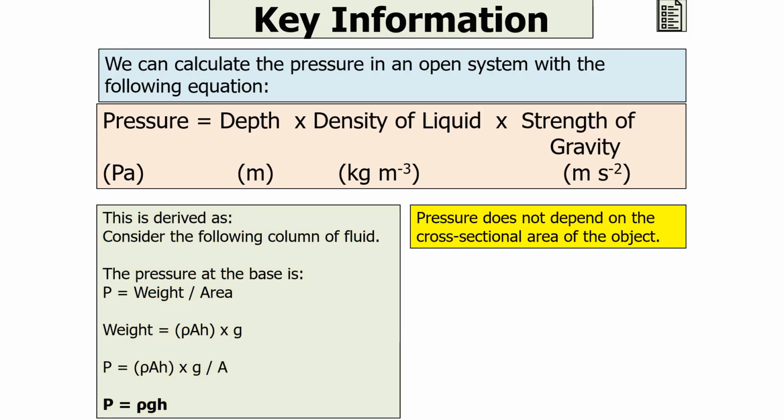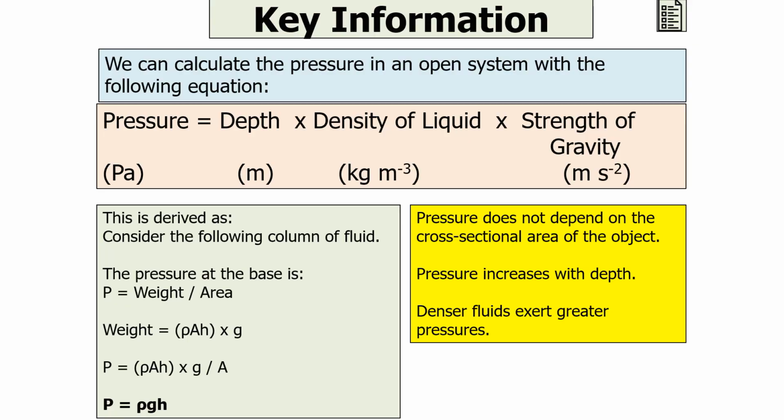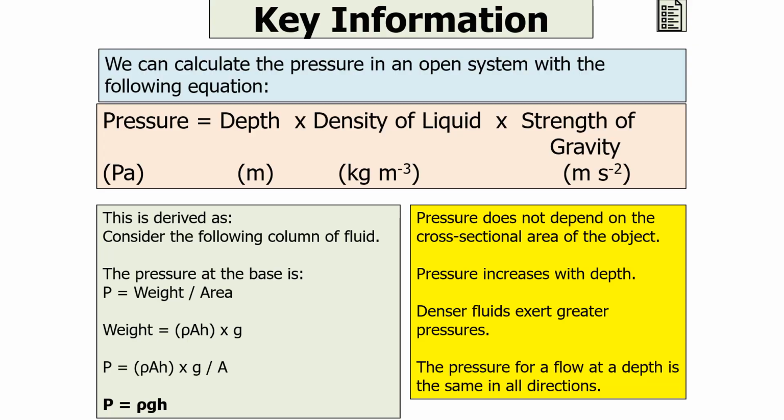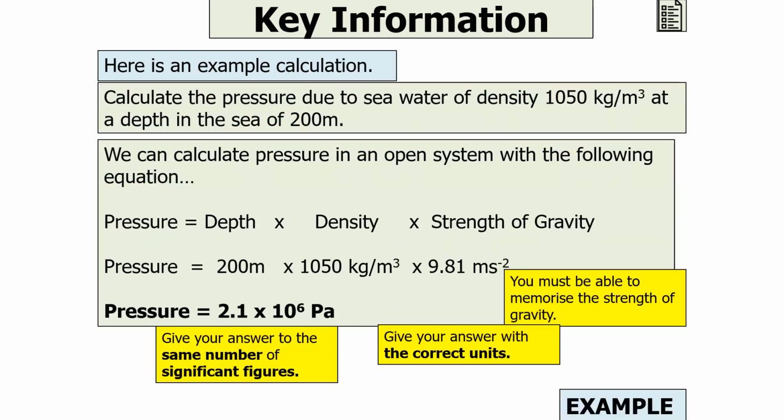Now this equation tells us a few things. Pressure does not depend on the cross-sectional area of the object. Pressure does increase with depth. Denser fluids exert greater pressures, and the pressure for a fluid at a depth is the same in all directions. So let's have a look at an example question.